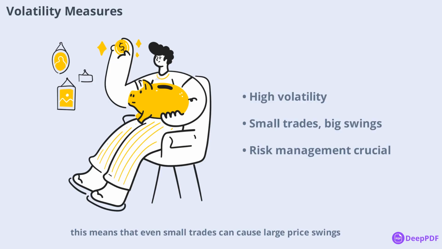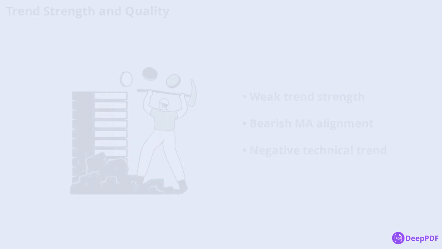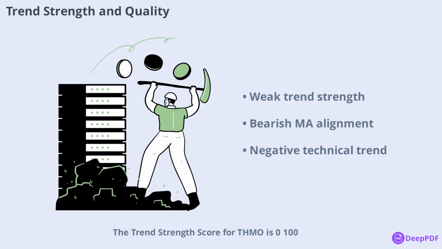For traders, this means that even small trades can cause large price swings, making risk management essential. The trend strength score for THMO is 0.1, and the trend quality index is 48.28. These values indicate a very weak trend with little conviction in either direction. The MA alignment is further confirming that moving averages are stacked in a bearish order. Overall, the technical trend remains negative.